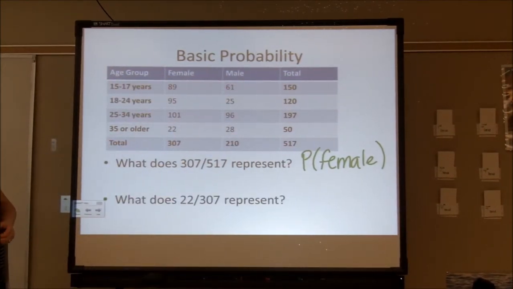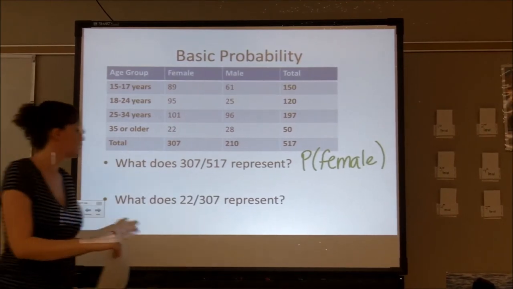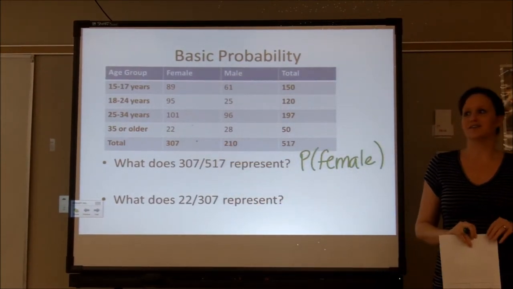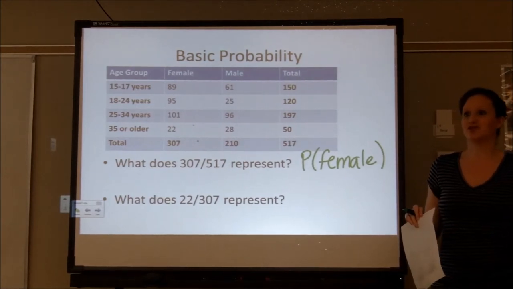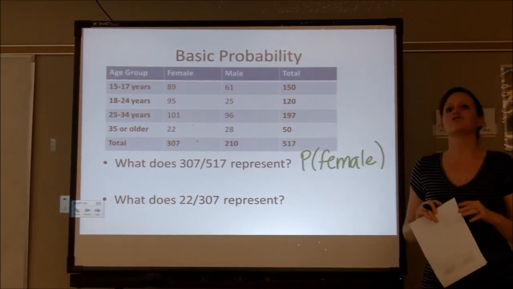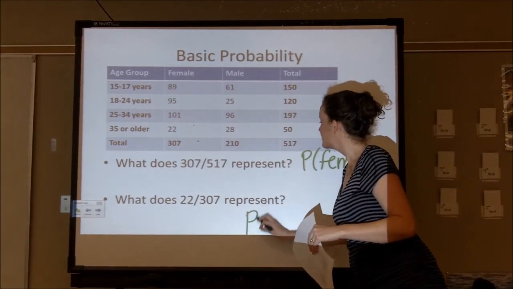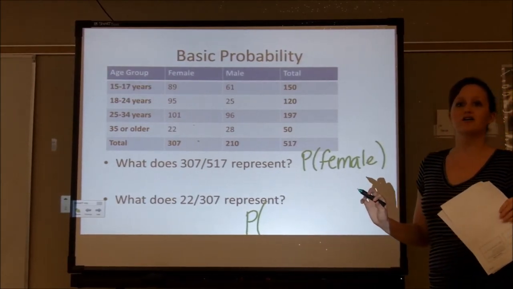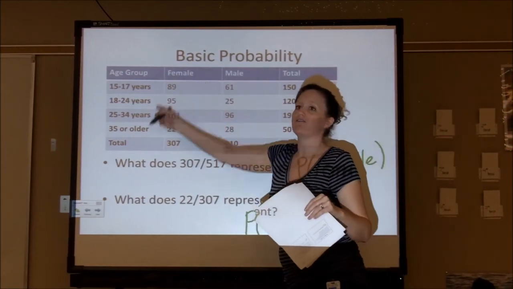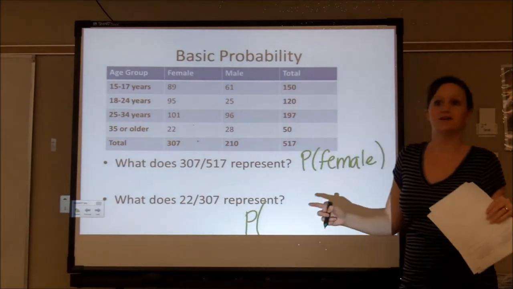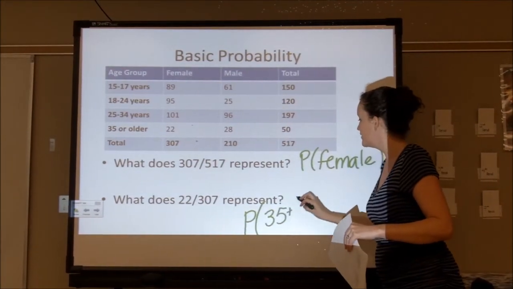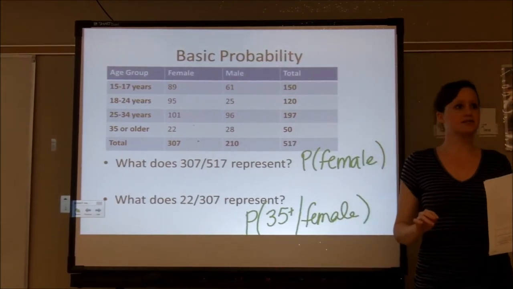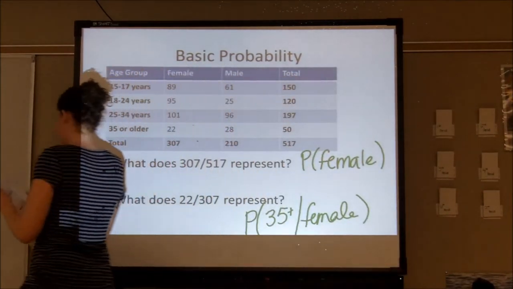What is 22 over 307 represent? I'll give you time to find those two numbers. 22 is here and 307 is there, just to help you out. It doesn't give the answer, it just keeps you from having to search through the table. Is it the probability female given 35 or older, or the other way around? Other way around, because it's out of the females. So the females is what's given. So this is 35 and up given female. Good? No, I think we're moving on for real.